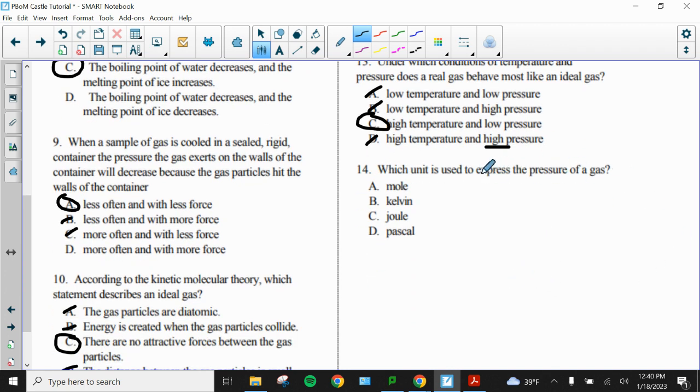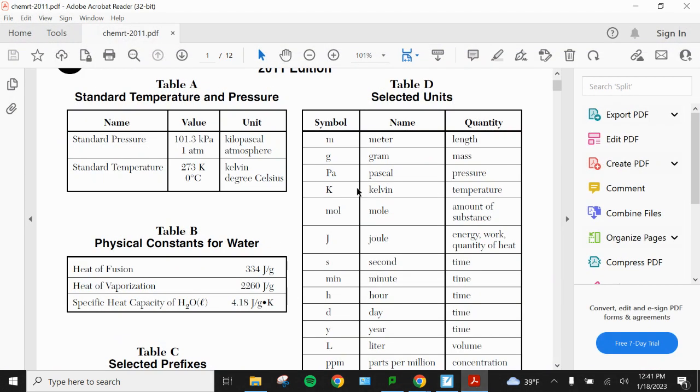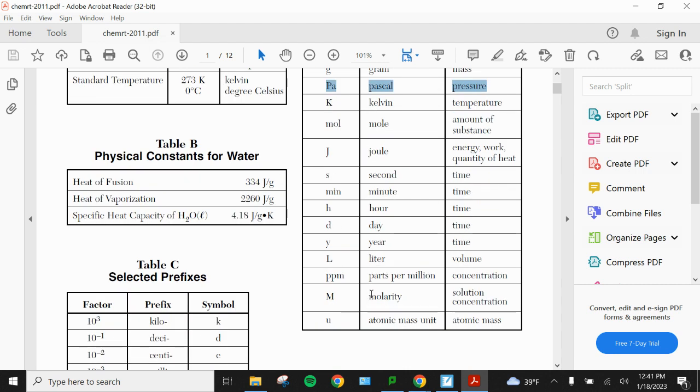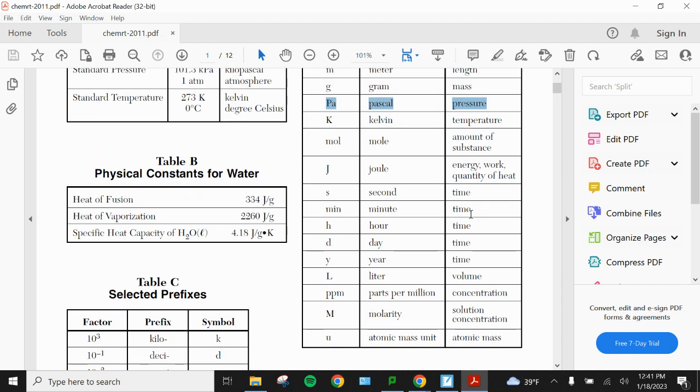Which unit is used to express the pressure of a gas? This question is so simple that it's almost not worth it. But if you look on table D, the only one that fits is right here. Pressure is Pascal. All the others are on here, and none of them are pressures.